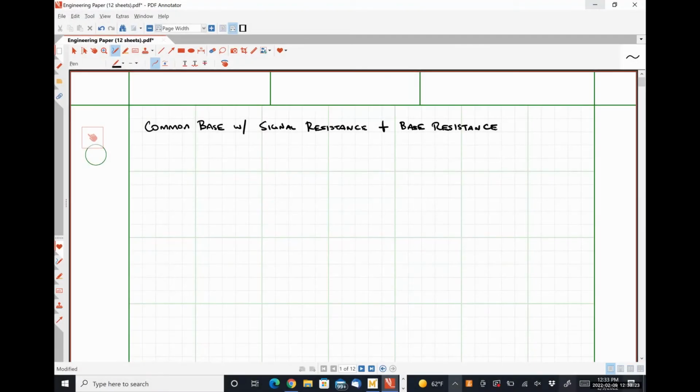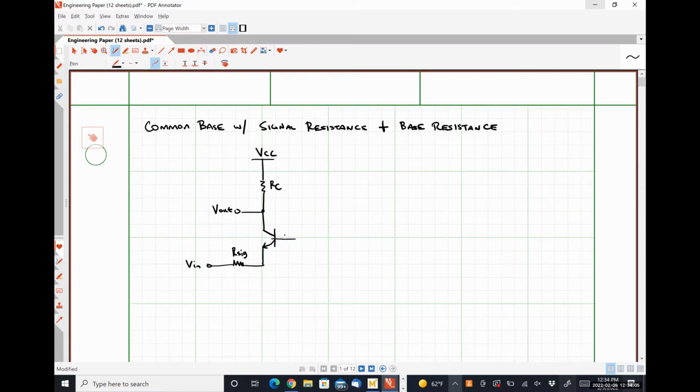All right, so that might look something like this. We have our resistance RC. Because this is a common base amplifier, we are taking our output at the collector terminal. We are going to be applying our input at the emitter terminal, but we will have some signal resistance here, like so.